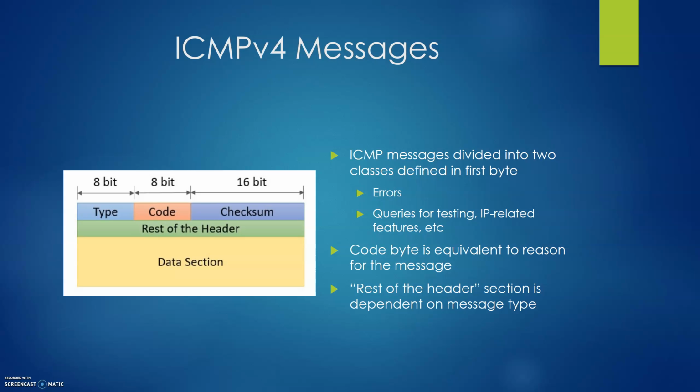So what the actual messages look like: they have a type field, a code field, a checksum, the rest of the header, and then a data section. The type field identifies whether it's for errors or queries, and queries are just for testing or IP related features, just gathering information. The code byte is sort of a subtype to the type field, like the reason for the error or the query. The rest of the header section is usually dependent on the message type. The data section usually just contains the data for the packet.